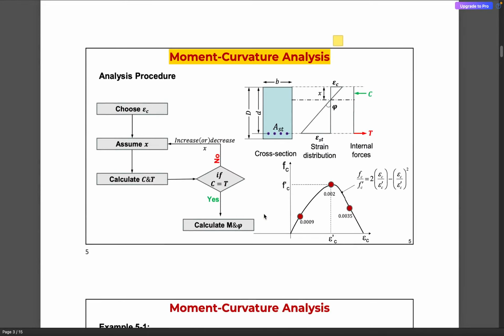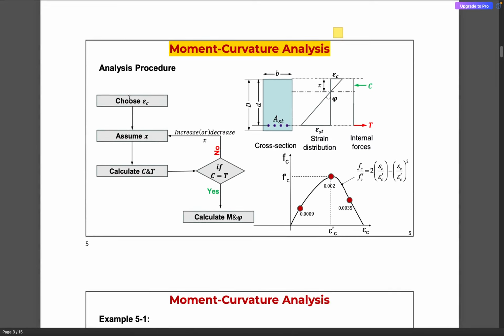So in order to perform the moment curvature analysis, we need to choose the value of epsilon c. In our case it is 0.0005. Then we need to assume the value of x. After that we need to calculate the compressive force and the tensile force. Only when the compressive force and tensile force match can we say that the assumed value of neutral axis depth is accurate. Then we need to go ahead and determine the values of M and phi.